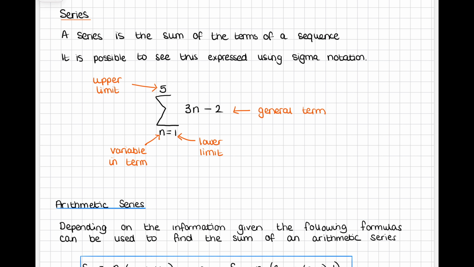Then the 3n minus 2 is a general term, so that is the equation we are looking at. So it means for all the n values from 1 to 5, we're going to sub them into there, and then we're going to add up all the answers.